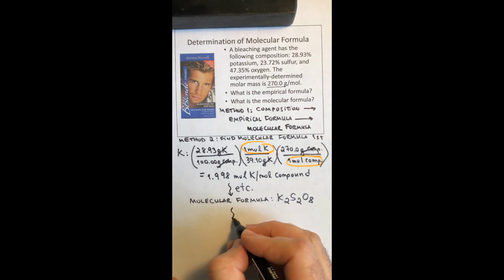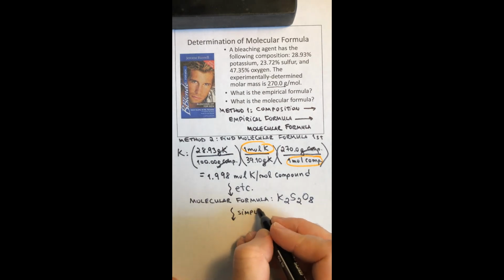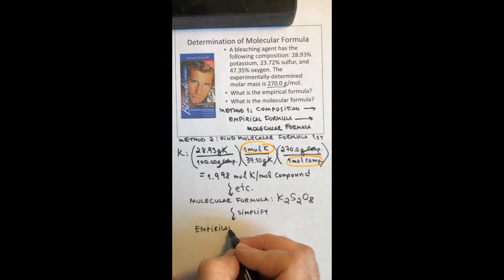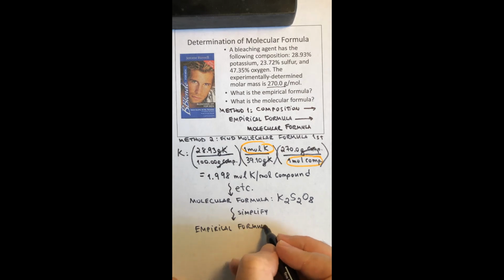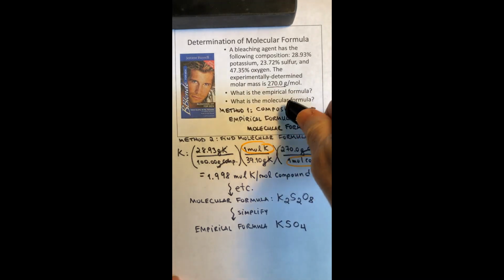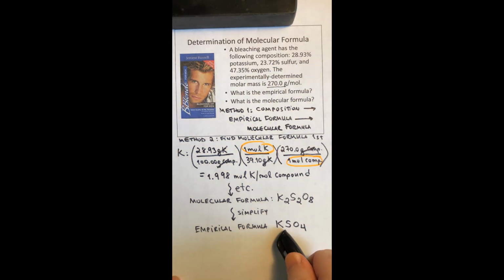And now I'm going to simplify to get the empirical formula. And the empirical formula, if I simplify this by dividing everything across by 2, would be KSO4. If I had used the first method, I would have arrived from the percent composition at this empirical formula, KSO4, and then I would have had to realize that that is roughly about half of what the molar mass should be, so I would have had to multiply times 2 to get the molecular formula.